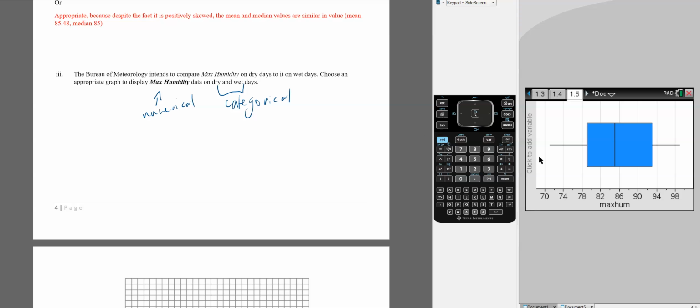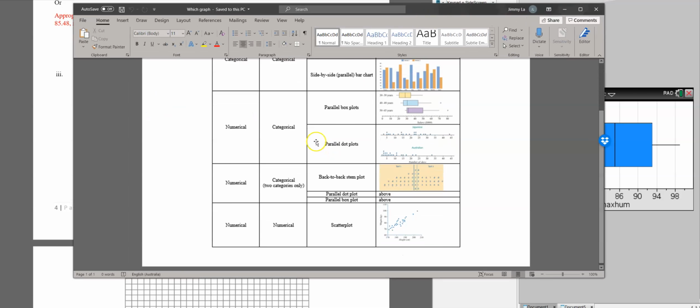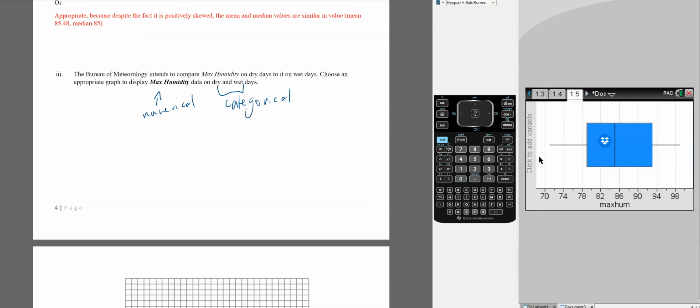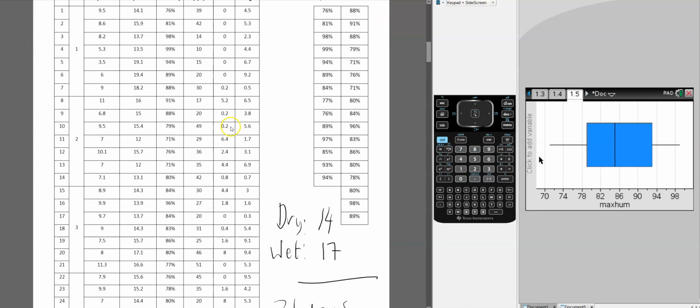Let's open up our template here. We've got a numerical and a categorical. Numerical, categorical. Ooh, we've got parallel box plots. Okay, we could use parallel dot plots, but I think box plots is more of what we've learned so far. So let's look at the data now. Max humidity and dry and wet days.